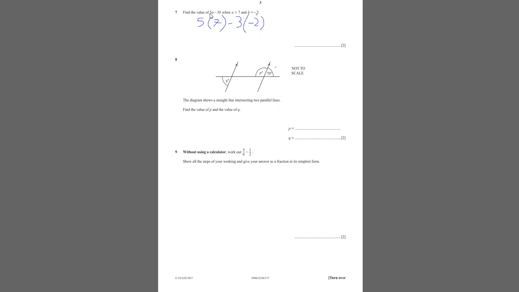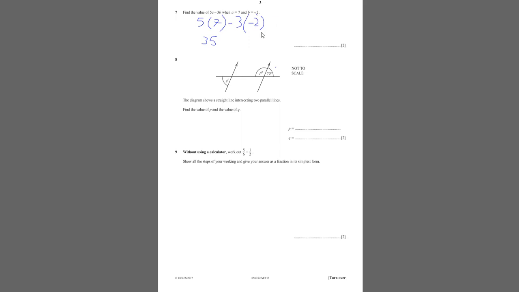Because in this case, we have 5 times a, and if a equals 7, 5 is multiplied by 7. The same applies for 3b. If b equals negative 2, 3 times b is the same as 3 times negative 2. Now here, 5 times 7 is 35.